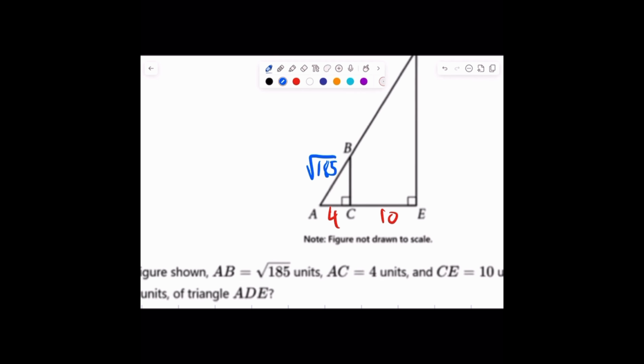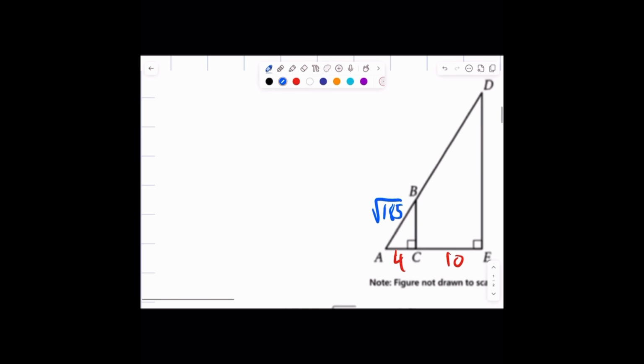So right now we have a right triangle and we have a missing side. So if you haven't noticed already, we could do Pythagorean theorem on this. So a squared plus b squared is equal to c squared, where root 185 is our hypotenuse and 4 is our b. Now 4 could also be our a, so you don't gotta worry about that. But 4 can never be our c in this case. So a squared plus 4 squared is equal to root 185 squared.